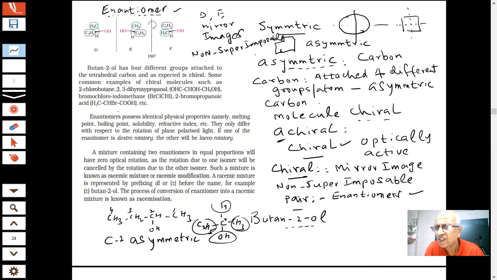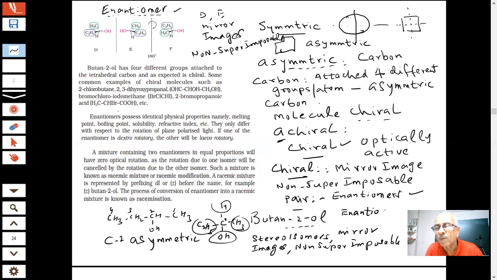What is the definition of enantiomers? They have asked in the paper, what is enantiomer? What is our answer? Stereoisomers. Sir, they are mirror images, but they cannot superimpose. They are stereoisomers, which are mirror images and non-superimposable. They are known as enantiomers. And they will be optically active.